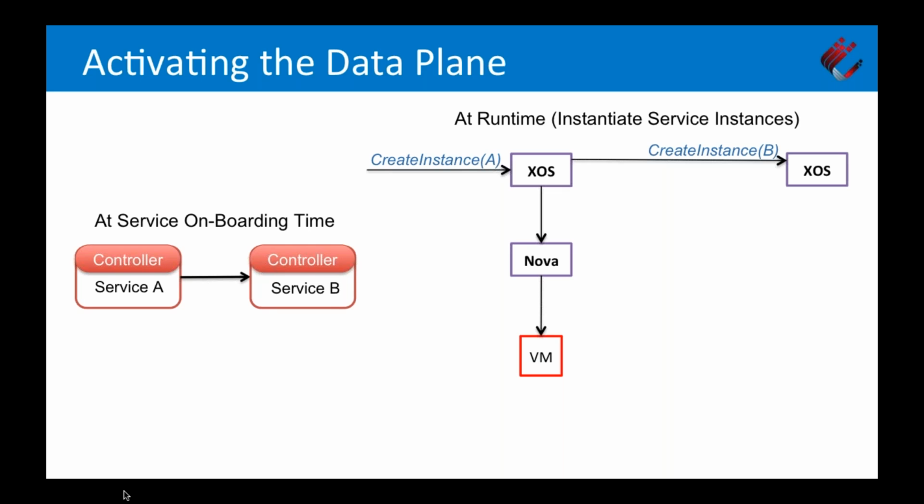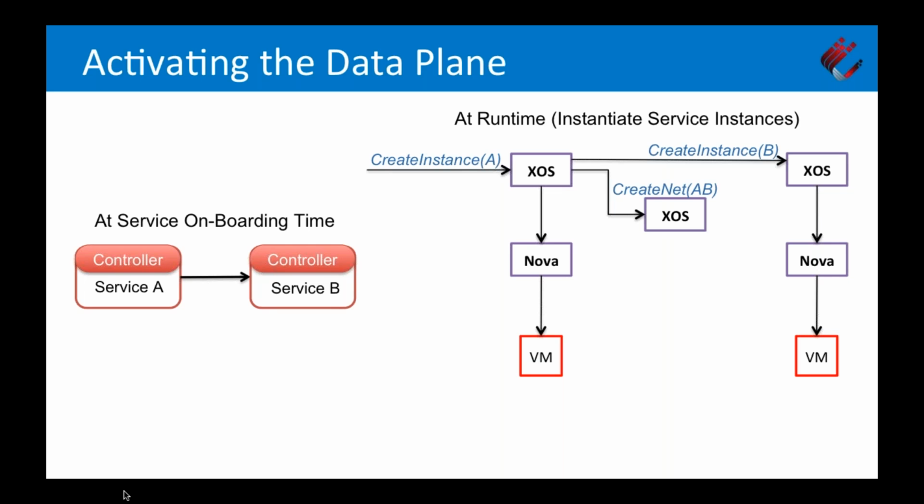This call from here to here is mediated by a synchronizer, by the way. The synchronizer sees the state change and invokes some operation on Nova. Nova does its thing and creates a VM. The same kind of thing happens for the other VM. But part of the smarts of the data model is to know that the network that connected A to B is going to have to also be created. XOS knows that and invokes all the subsystems to make that happen.